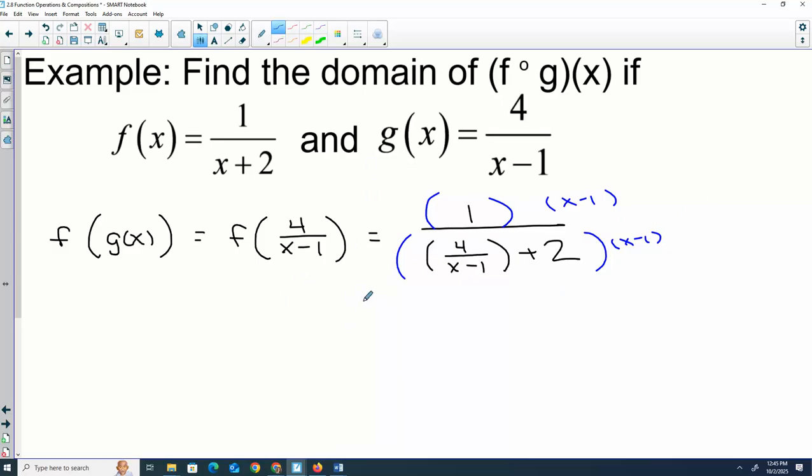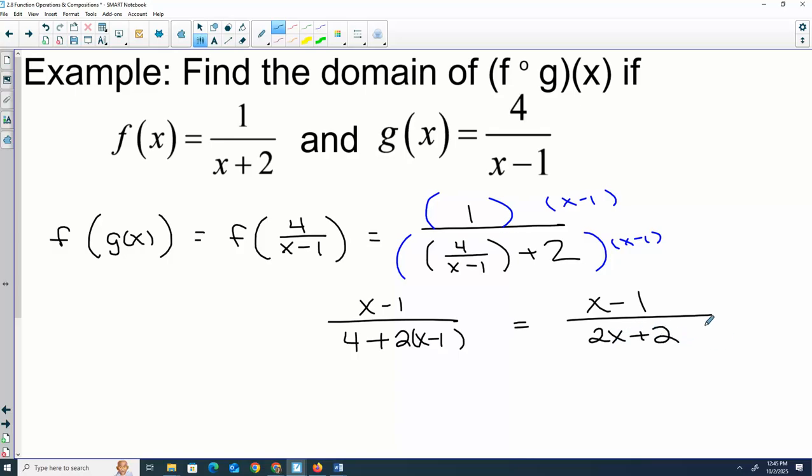1 times x minus 1 is x minus 1. 4 divided by x minus 1 times x minus 1 would just be 4. Plus 2 times my x minus 1. So that would give me a 2x minus 2 plus 4. So 2x plus 2.